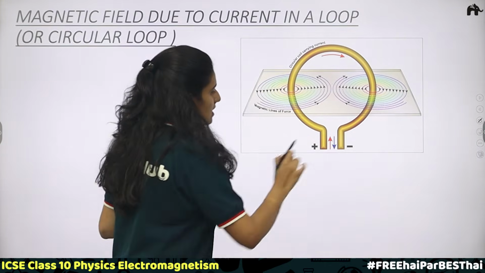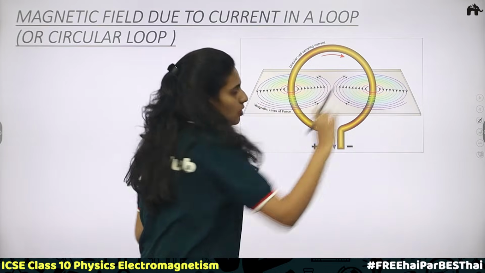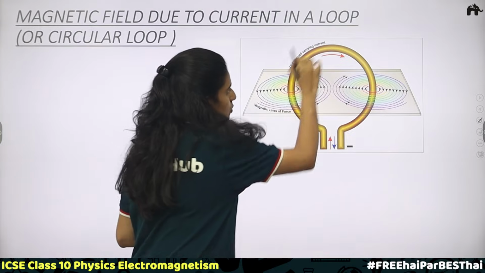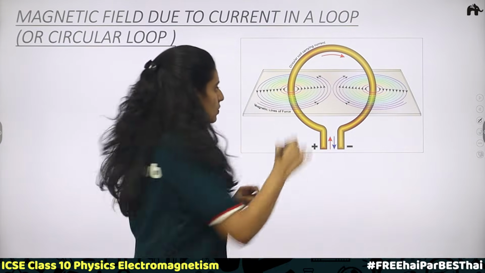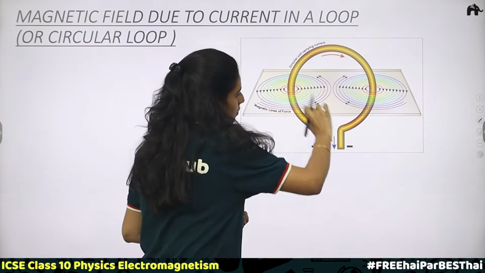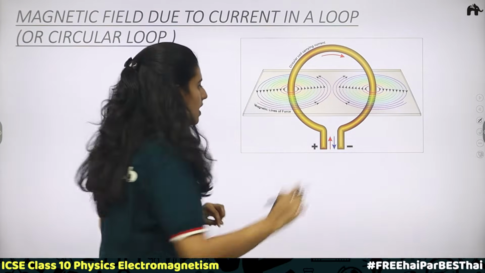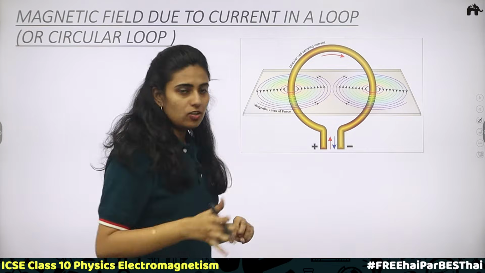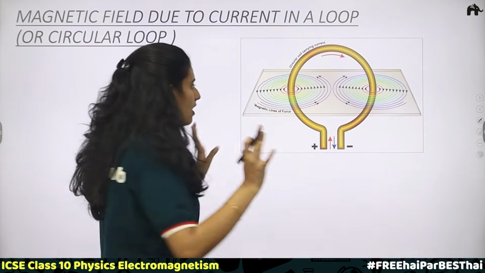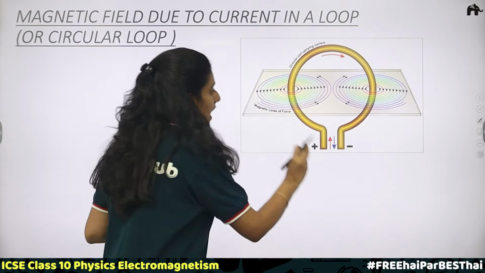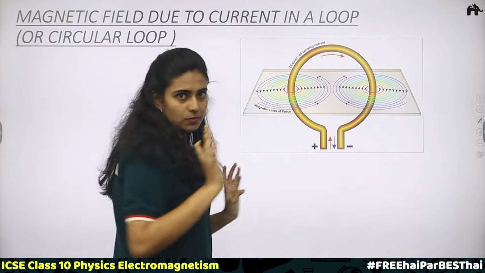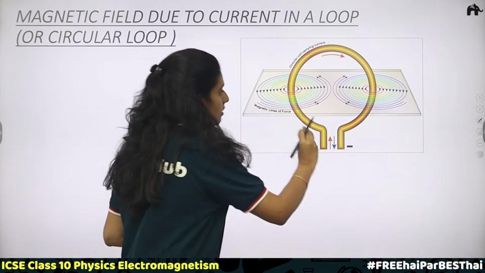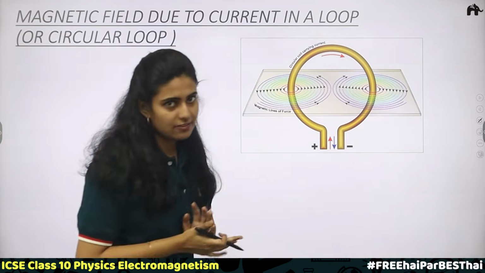So here you can see the loop. We have taken a cardboard. In this cardboard, 2 holes are made and this loop is passed through the cardboard, through the holes. Now it is connected to the positive and negative terminals of a battery. You will have the key, rheostat, ammeter, etc. Now what happens? When the current flows, we have studied the thumb rule. Yes, when the current flows, there will be a magnetic field. We know that when current flows through a conductor, a magnetic field is created.